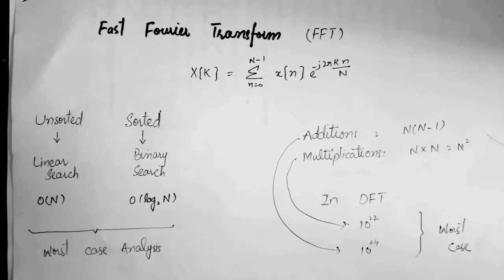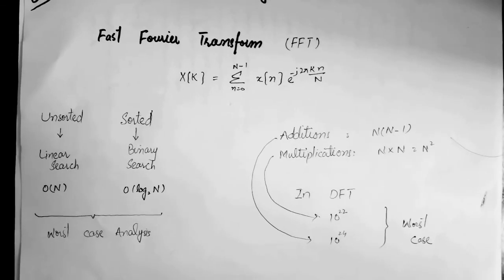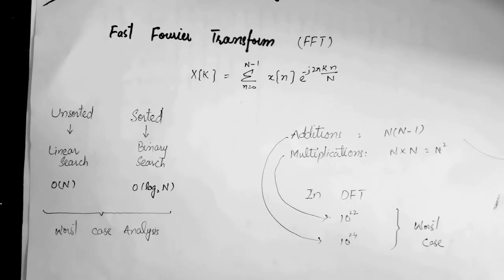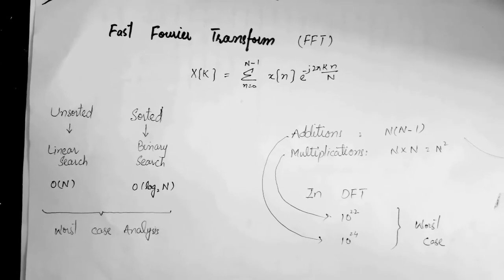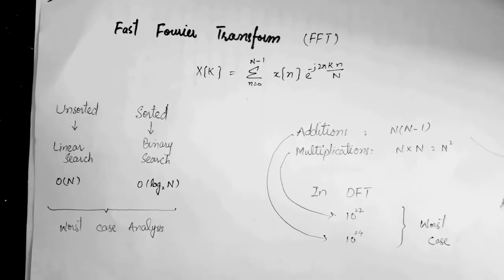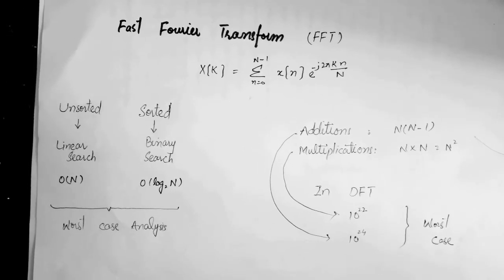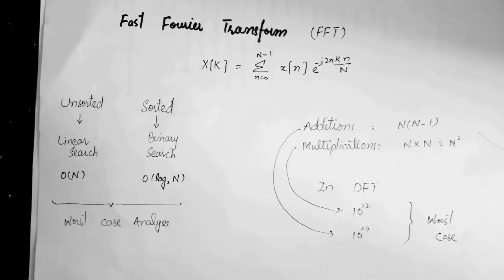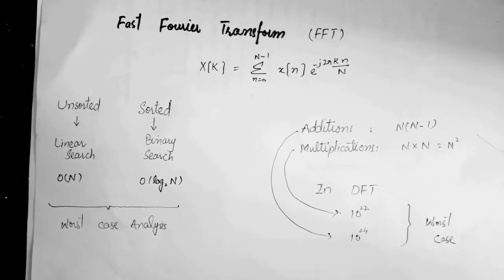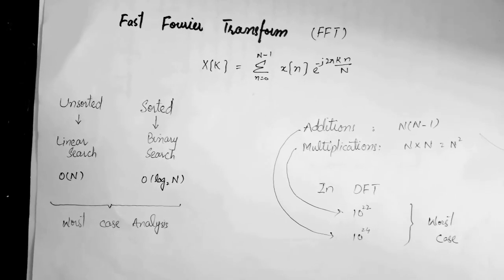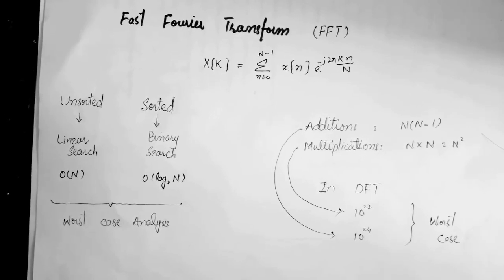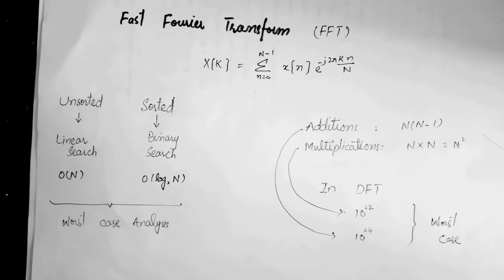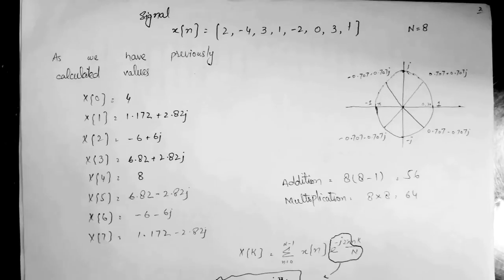We have two types of data, sorted data and unsorted data. In worst case analysis, we have to do O of n number of searches when we have unsorted data, and the searches reduce to log base 2 of n when we have sorted data. This can be related to fast Fourier transform and discrete Fourier transform. In fast Fourier transform, we have to do fewer calculations as compared to the discrete Fourier transform.